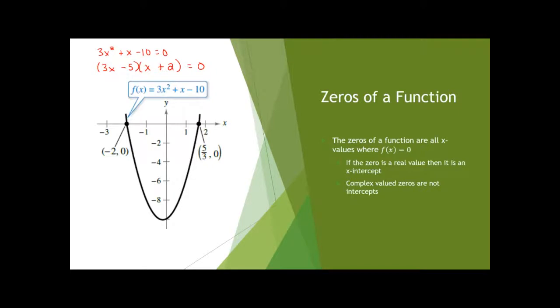So you set each factor equal to 0. So you have 3x minus 5 equals 0, and x plus 2 equals 0. And then you solve each of those for x. So we would get 3x equals 5, because you'd be adding 5 to both sides. And then dividing by 3, that's x equals 5/3. So that actually goes with the right side one.